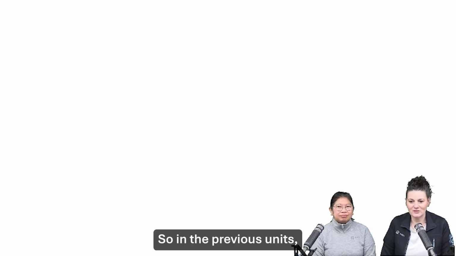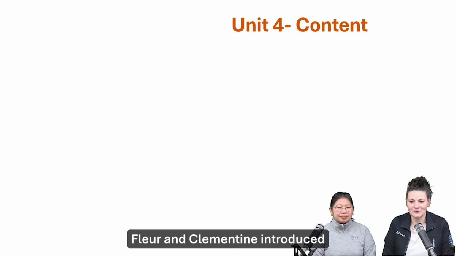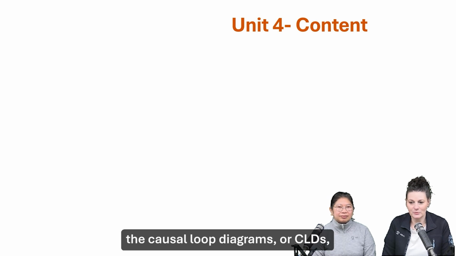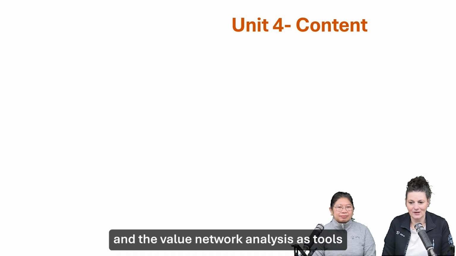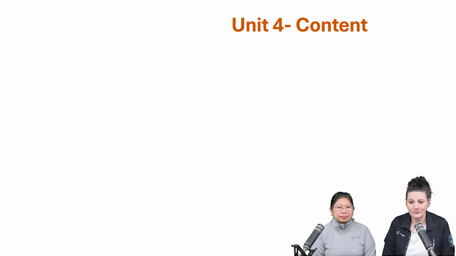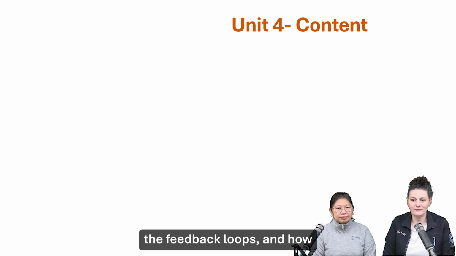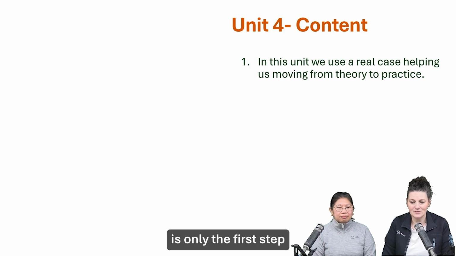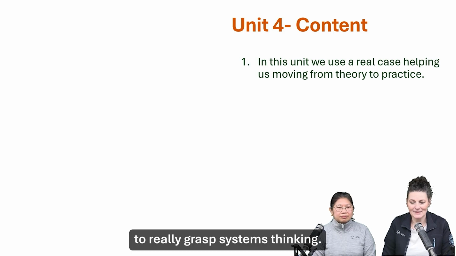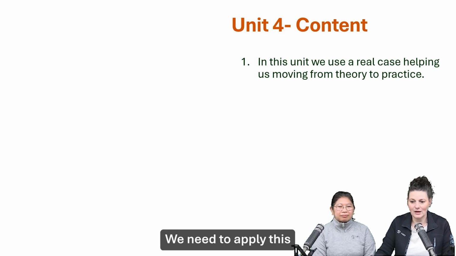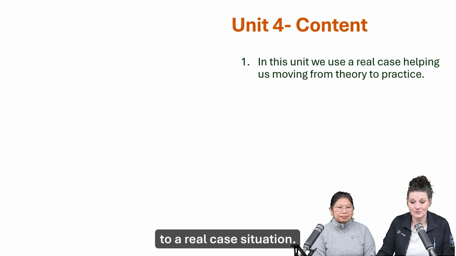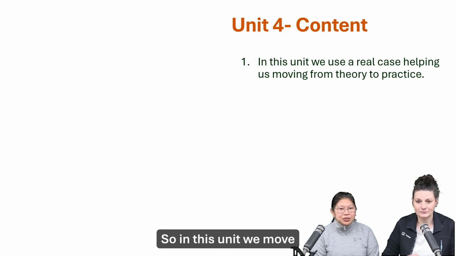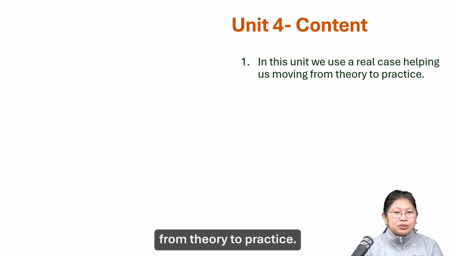So, in the previous units, Flor and Clementine introduced the causal loop diagrams, or CLDs, and the value network analysis as tools to understand complex systems. They discussed the variables, the feedback loops, and how the systems behave over time. But understanding the method is only the first step. To really grasp systems thinking, we need to apply this to a real case situation. So, in this unit, we move from theory to practice.